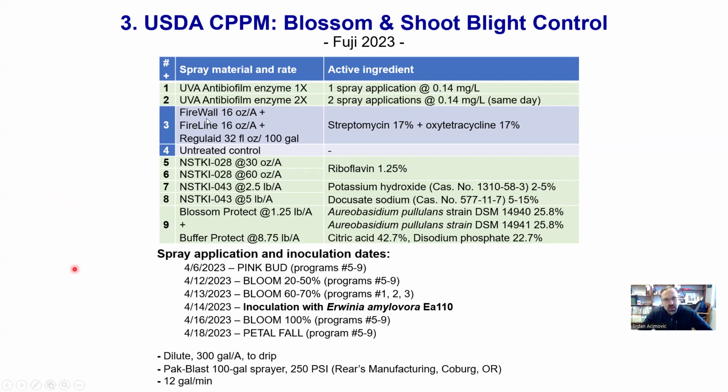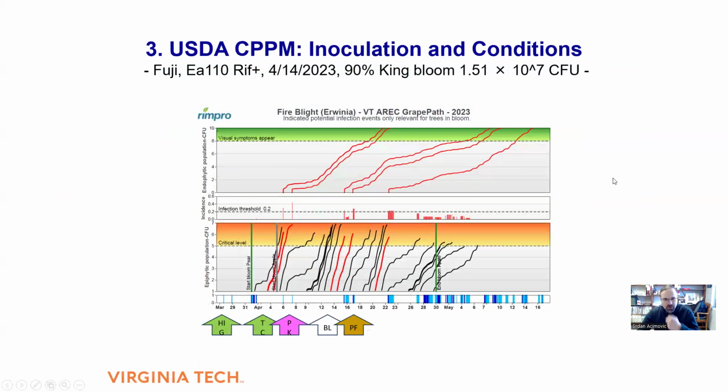Okay, so we have Firewall and Regulaid. This is what I'm interested to show you, the application of streptomycin and oxytetracycline. So this is the 2023 trial, when I showed you that we had the 5 infection periods. We decided to inoculate this trial on the 14th of April when we were in bloom.